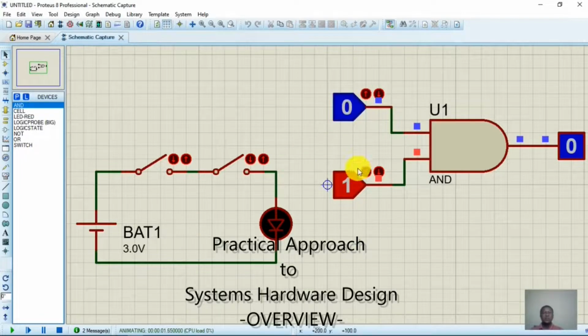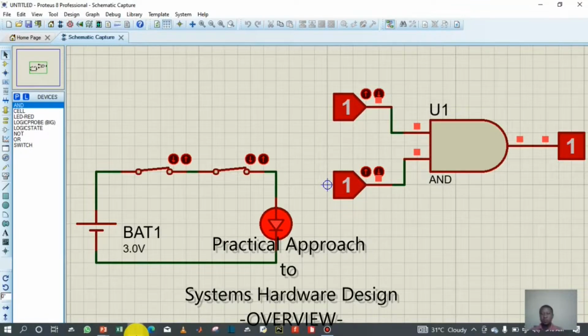For the AND gate, it's only when both inputs are 1 that you have an output. The rest of the conditions, no output. So look at it here now. These are the two inputs, A and B. 0, 0, no output. 0, 1, nothing. 1, 0, nothing. Then 1, 1, output. So let's look at this wiring diagram. 0, 0, nothing. 0, 1, nothing. 1, 0, nothing. Then 1, 1, output. So this is just for the AND gate.